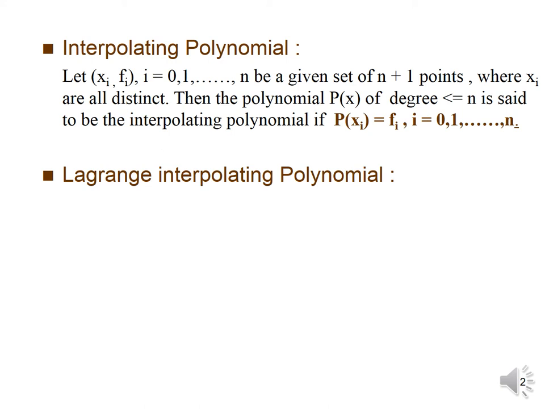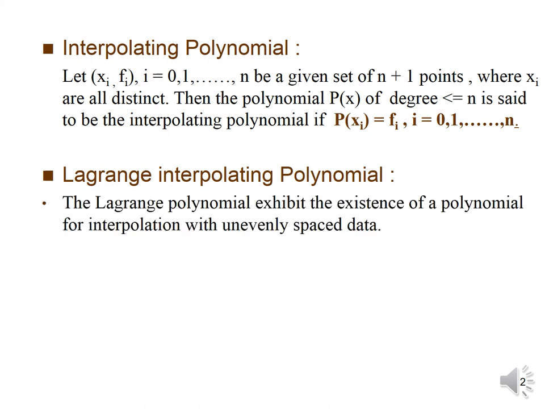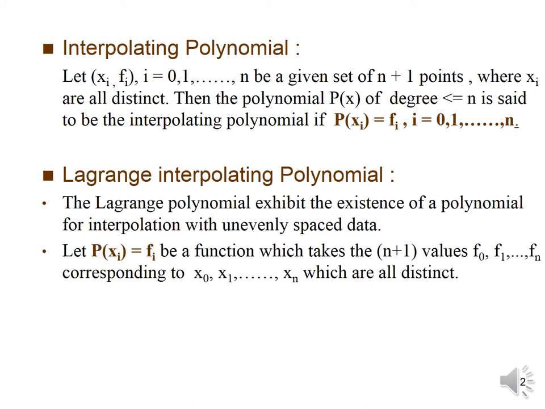So Lagrange interpolating polynomial. The Lagrange interpolating polynomial exhibits the existence of a polynomial for interpolation with unevenly spaced data. So we can have two types of data. Evenly spaced means the difference between two consecutive values of x is the same, and unevenly spaced data is when the difference between two consecutive values of x is different. So Lagrange interpolating polynomial, and we apply Newton's divided difference interpolating polynomial also, but here we are talking about Lagrange interpolating polynomial only.